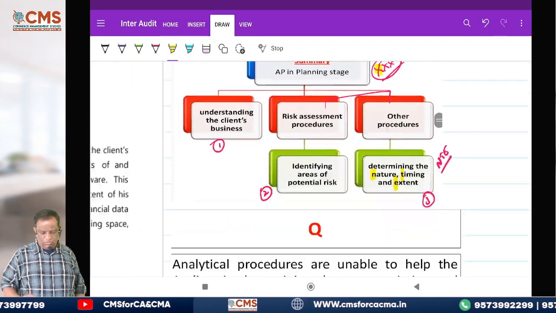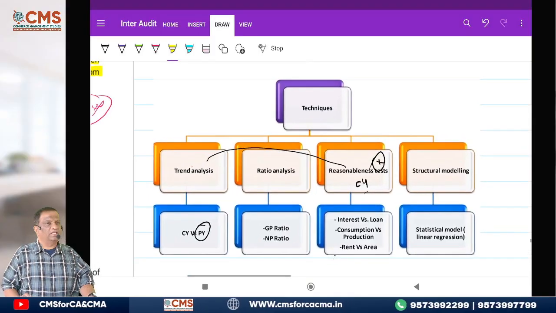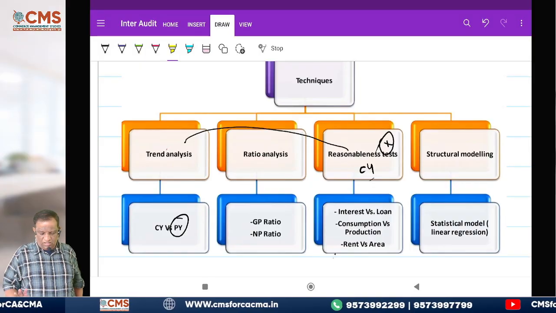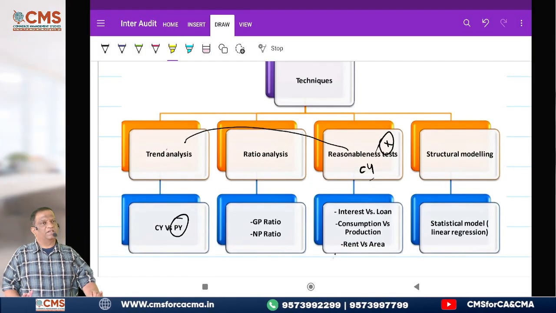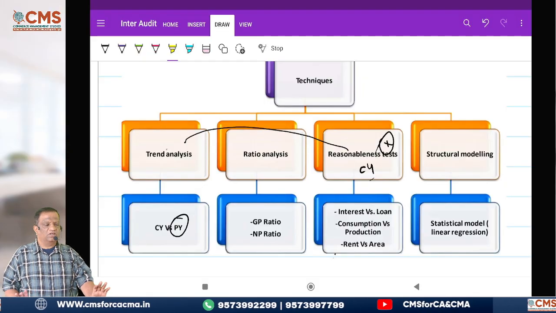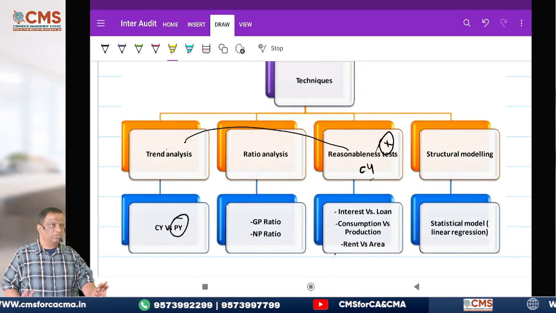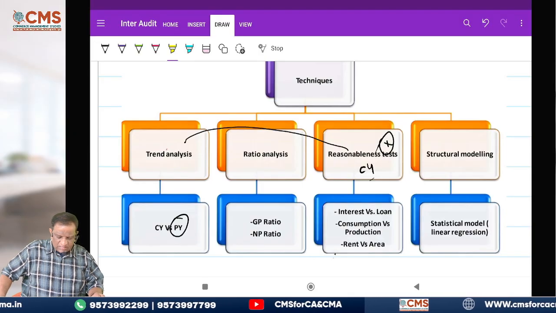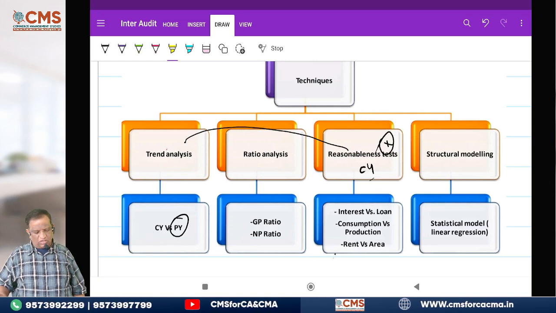Then I will just go to the direct important point. That is, what are the techniques that are available for my analytical procedures? There are 4 techniques available while performing analytical procedures. One is trend analysis. Second is ratio analysis. He is asking questions. This is a short answer question. One is on the definition and another frequent question is on the techniques. So these two are repeatedly being questioned. So trend analysis, ratio analysis, reasonableness test, and the last one is structural modeling.